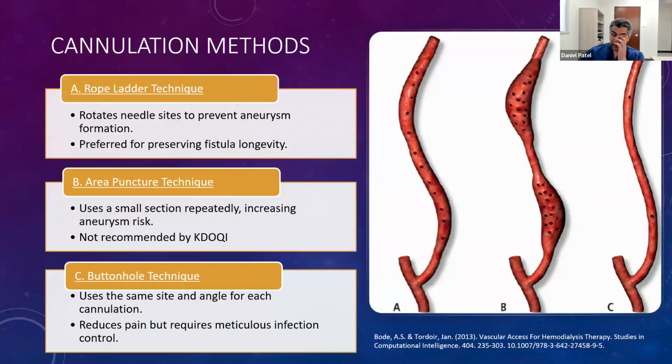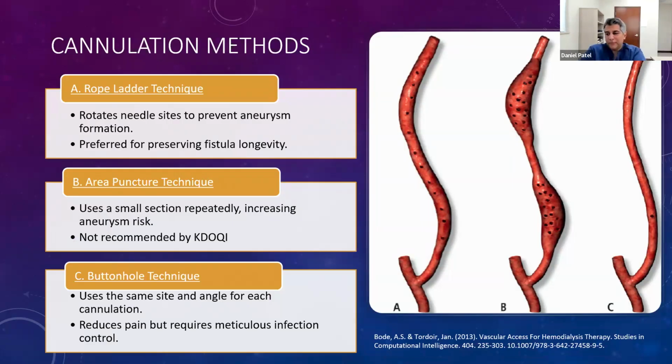Different cannulation methods are out there. The rope ladder technique, what we see in figure A here, is our preferred method, and that's constantly moving around the needle sites. Now, the challenge is that if you have a high turnover of staff, or if the staff doesn't know the patient well, they may not always appreciate the importance of the rope ladder technique.